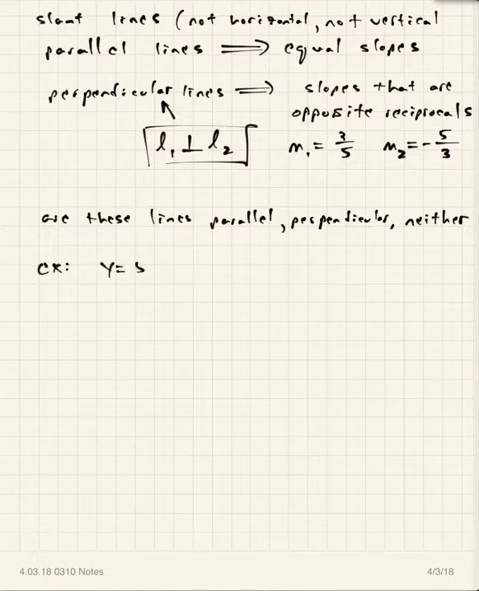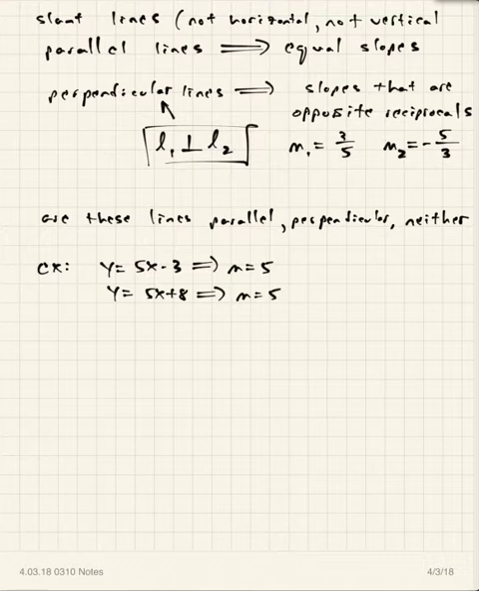So if you have y equals 5x minus 3 and y equals 5x plus 8. Right, we have two lines there. Both are in slope-intercept form. The slope of the first line is 5. The slope of the second line is 5. So what do we see here? That the lines have the same slope. These have to be parallel lines. Right, if I was to graph these two lines, I'd get that they're parallel.